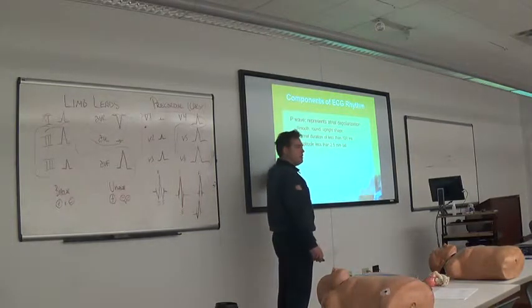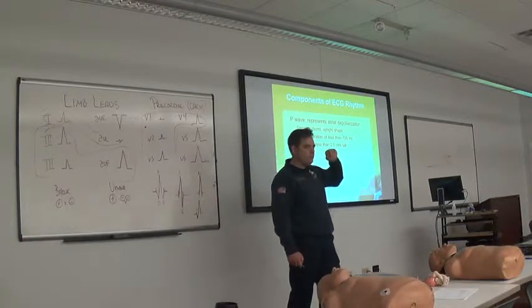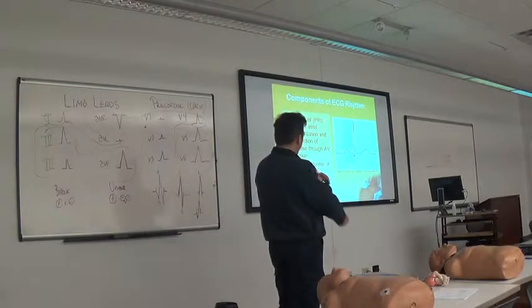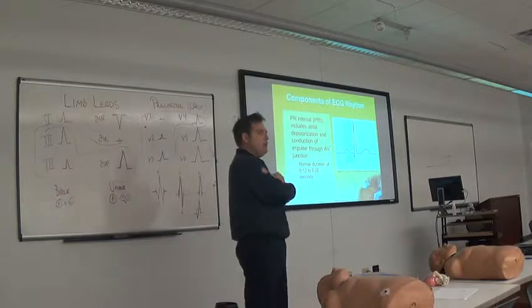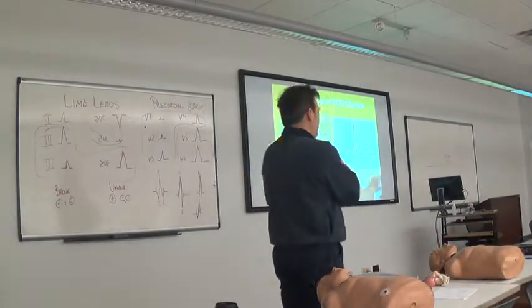Normal duration should be less than 100 milliseconds, and amplitude less than 2 millimeters tall. Now the normal duration that we're looking for in the PR interval is 0.12 to 0.20.